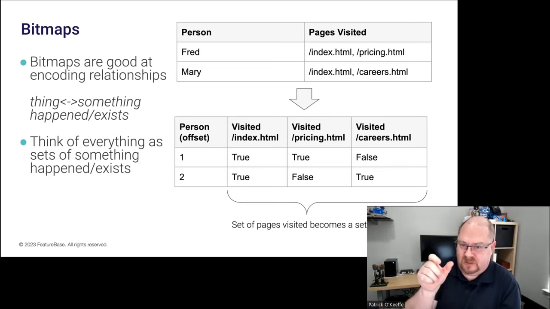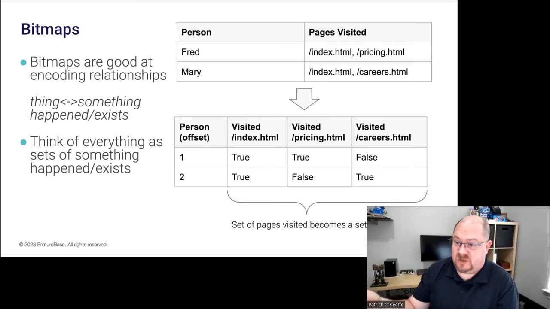If you think of a table like I've illustrated on the slide, where you've got people and pages they've visited on the web or on your website, you can see Fred's visited index and pricing, and Mary's visited index and careers. When we encode that as a bitmap, that pages visited becomes what we call a string set. It's a set that has that dictionary compression mechanism in front of it to turn the string into a number.